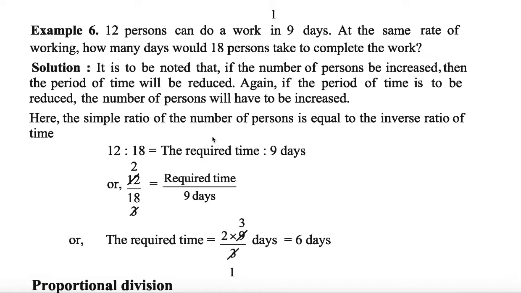See, this is inverse proportion. When you increase the number of persons, the number of days will reduce, right? So that is the reason why 12 by 18 is equal to required time by 9 days. Inversely proportional. So the required time is 6 days.